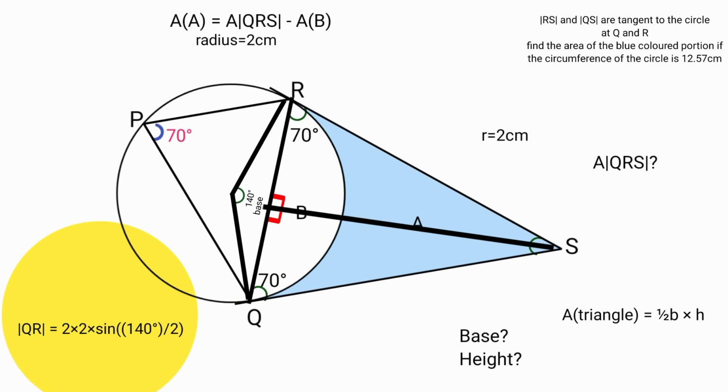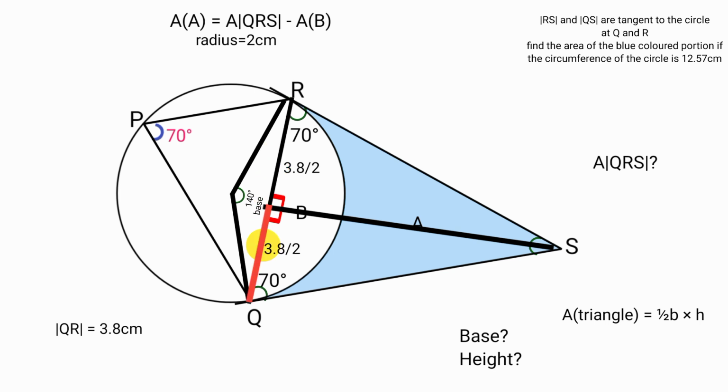Substituting here now, line QR equal to 2 times 2 sine 140 over 2, which if you press your calculator equal to 3.788, approximately equal to 3.8. So line QR approximately equal to 3.8 centimeters. Substituting here, since this line here has bisected line QR, that means this will be 3.8 over 2 and this also 3.8 over 2. 3.8 over 2 is 1.9, but the base is 3.8 centimeters from this here.